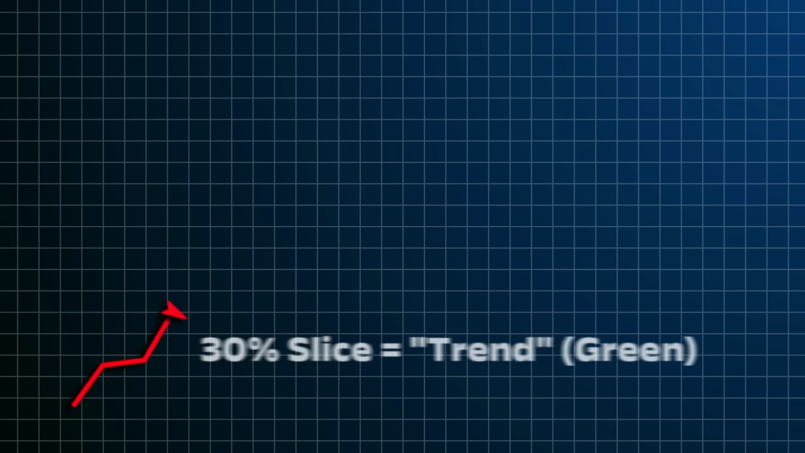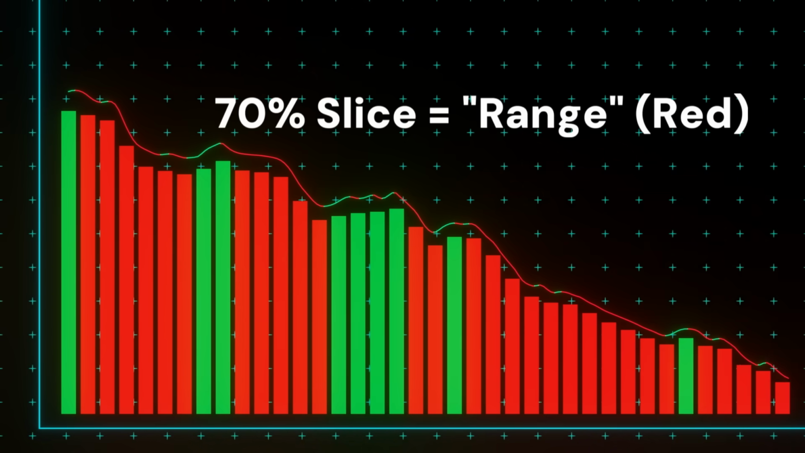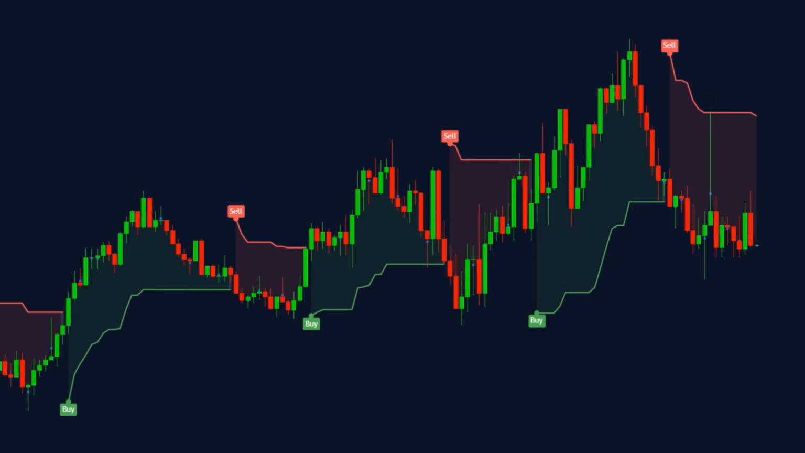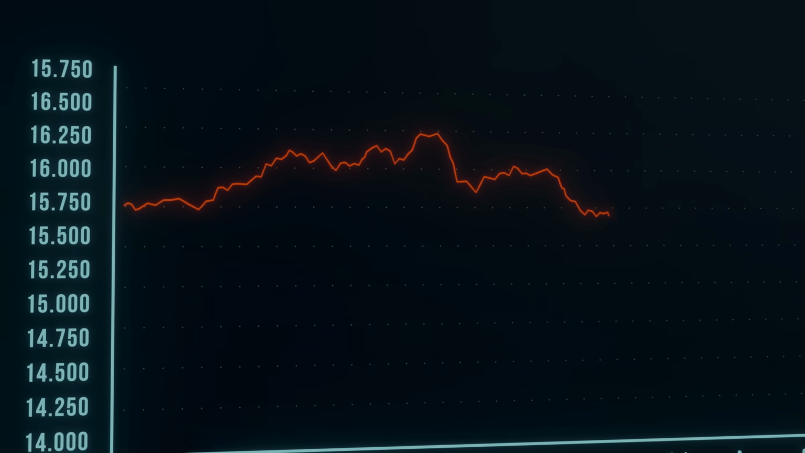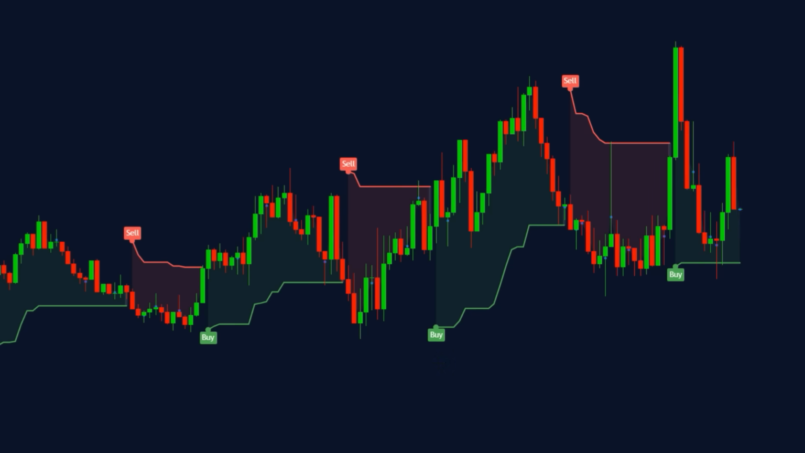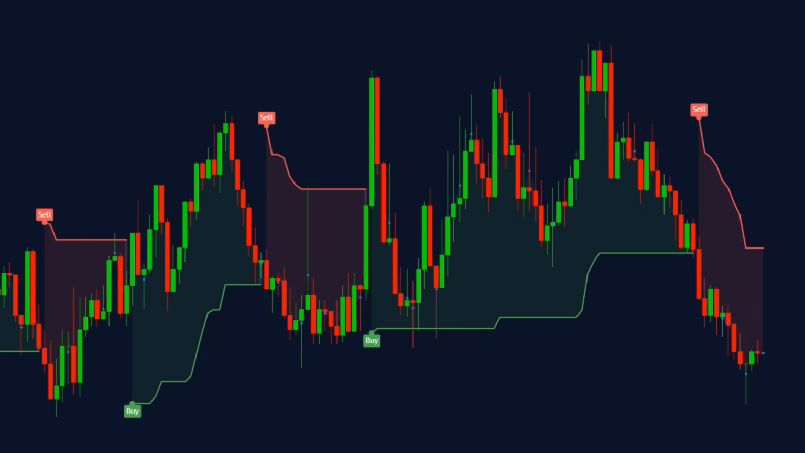Here is the harsh reality. Markets only trend about 30% of the time. The other 70% of the time, they are stuck in the mud. They chop sideways, hunting stop losses, and destroying anyone using standard trend indicators. So, how do we fix this? How do we know, before we enter a trade, if the market is actually going to move or if it's just going to fake us out?